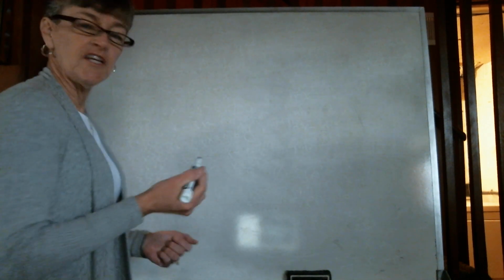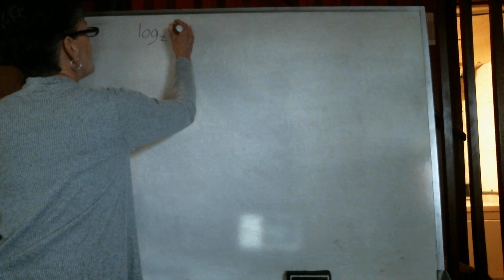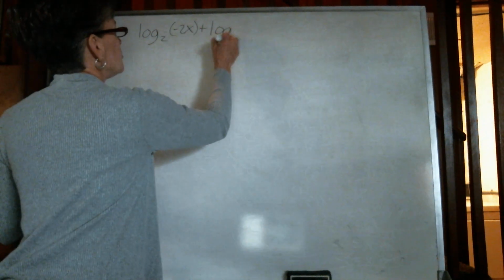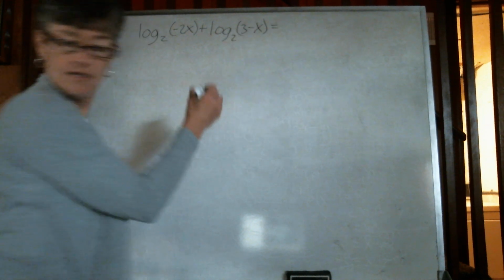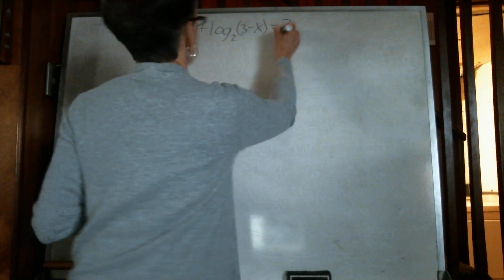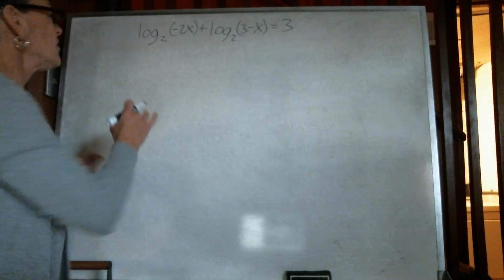Okay, let's do a quick video on solving log equations. Now that we know our log properties, we can use them to help us solve more complicated log equations. So here's one with several terms in it: log to base 2 of negative 2x plus log to base 2 of 3 minus x equals 3.